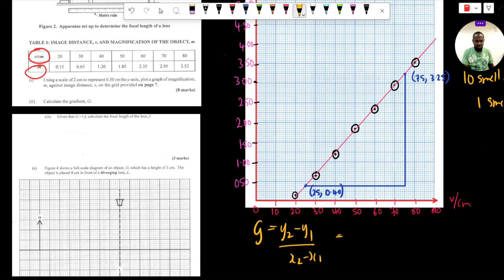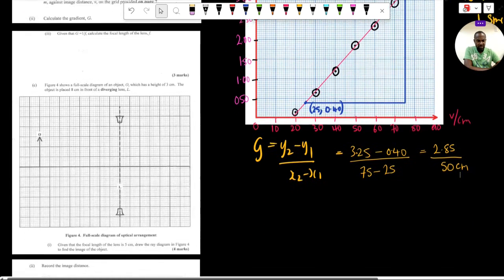So that means that y2 is 3.25. So this gives us 3.25 minus 0.40, divided by 75 minus 25. Now 3.25 minus 0.40 basically gives us 2.85. And 2.85 has no units, and then that is divided by 75 minus 25, which of course is 50. And the unit, of course, for this one will be centimeter, right?